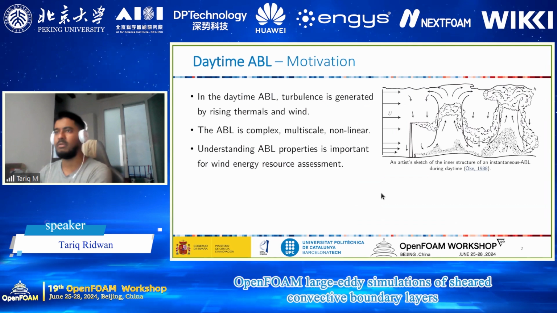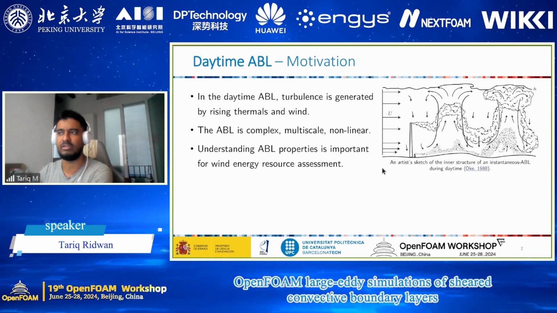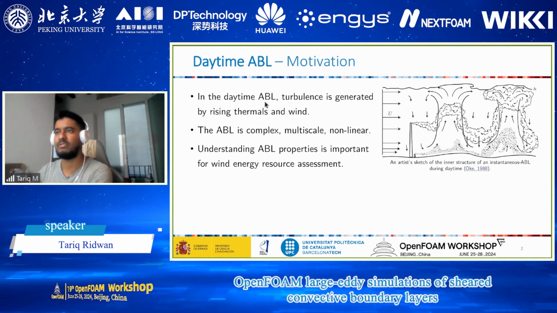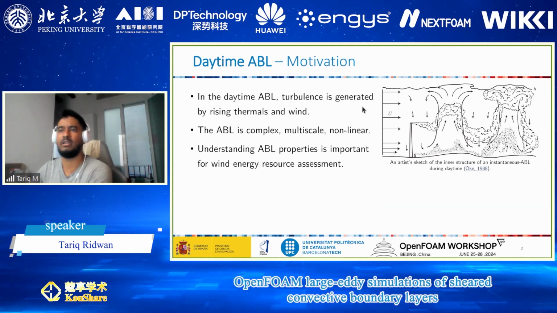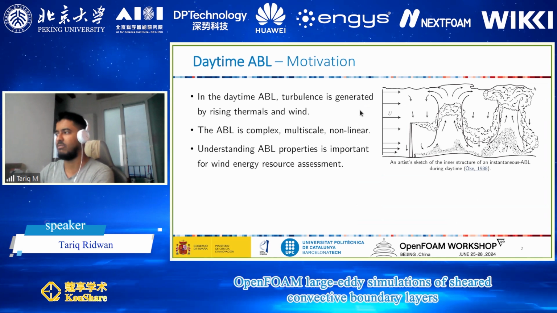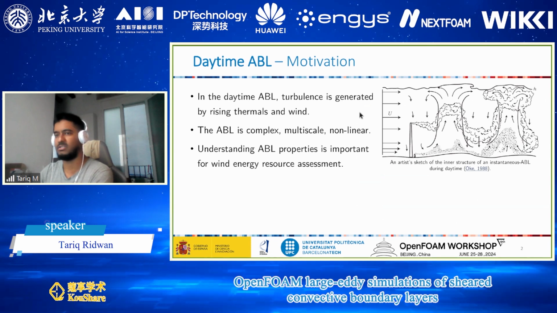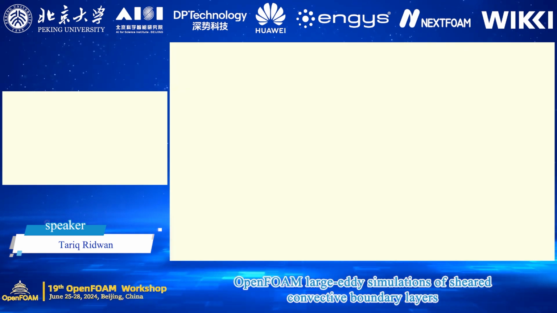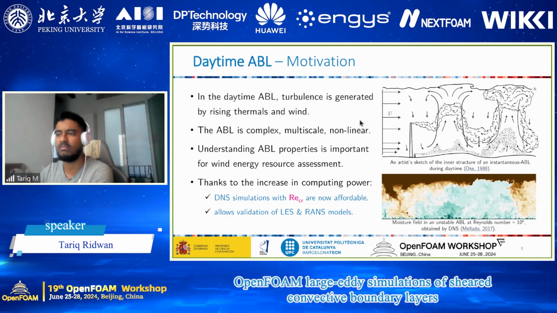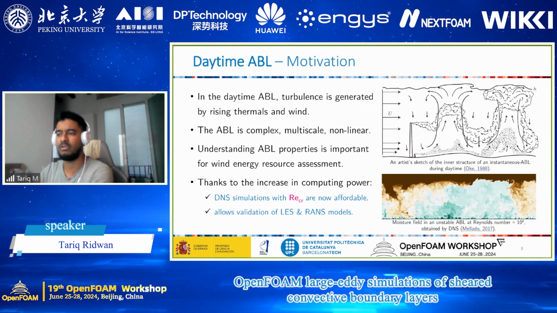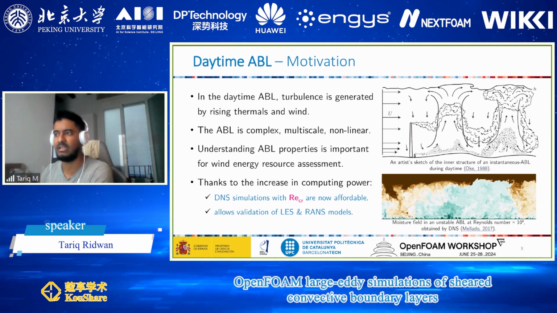The atmospheric boundary layer is the lowest part of the atmosphere, and understanding its properties is essential for wind energy resource assessment. In the daytime atmospheric boundary layer, or ABL, turbulence is generated by rising thermals and wind, and it is very complex and nonlinear in nature. Thanks to the increase in computing power, we can now do DNS of the daytime ABL for a critical Reynolds number, which allows us to validate models like RANS and LES.